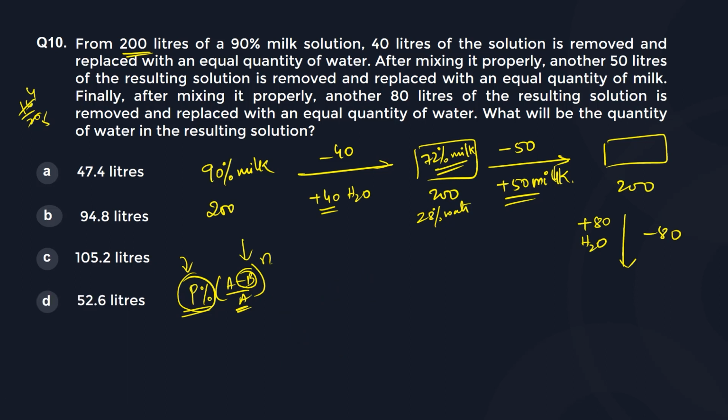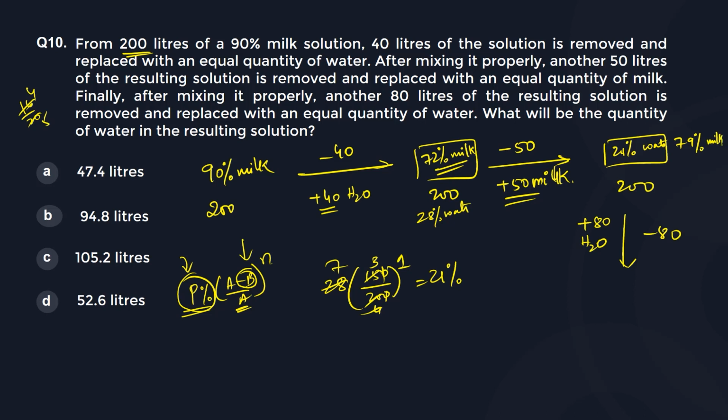If I apply the formula now, I'll get 28 into 200 minus 50, which is 150, by 200. Again, you're doing it once. So this is how much? 150 by 200 is 3 by 4, and 28 times 3 by 4 is 21%. So this is 21% water, which means it is 79% milk.